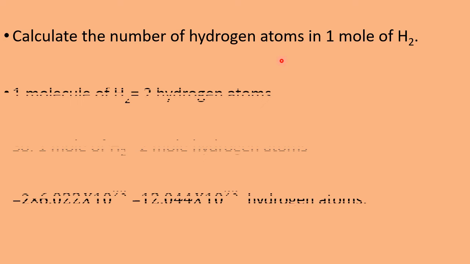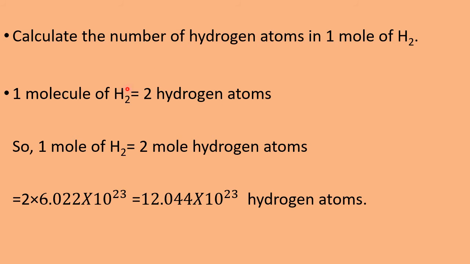Right. So 1 molecule of H2 contains 2 hydrogen atoms. It is only 1 molecule. This is 1 mole. H2 means 2 moles of hydrogen atoms. So 2 moles of hydrogen atoms means what? 2 into what is 1 mole of H atoms? These many numbers. So these are the number of hydrogen atoms present in the 1 mole of H2 sample. Very simple for half mark.